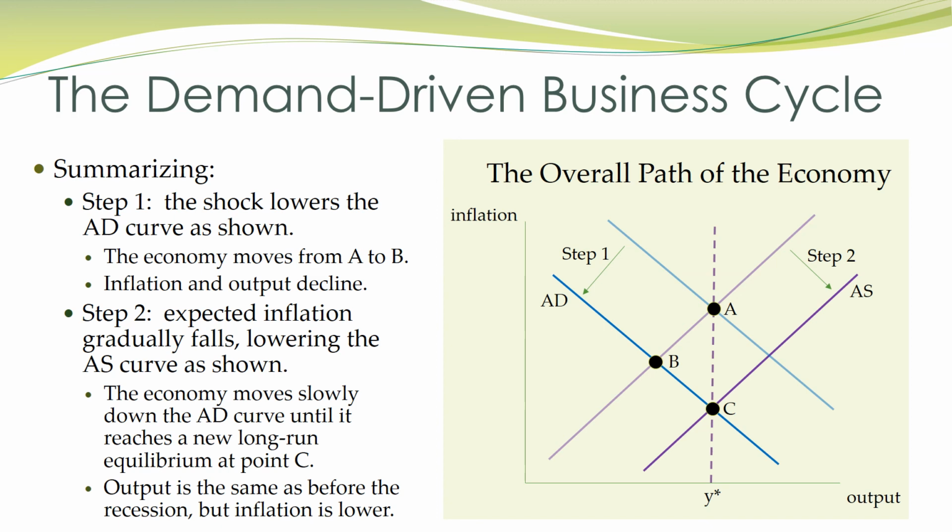The decline in the AS curve causes the economy to move slowly down the AD curve from point B to point C. As a result, inflation continues to fall while output stages a recovery. It gradually rises until it once again equals potential output. In practice, this recovery can take many years.